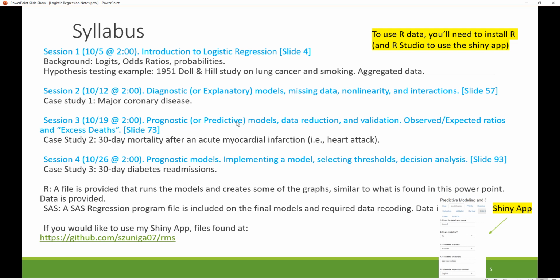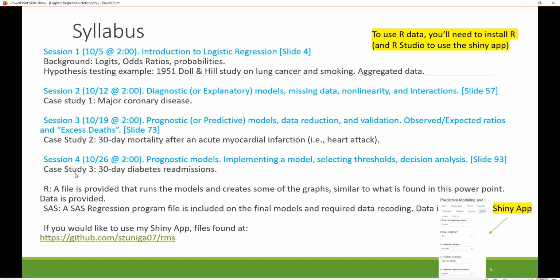We'll focus on data reduction and validation. We'll also look at observed expected ratios and excess death, and that begins on slide 73. In our second case study, we'll look at 30-day mortality after an acute myocardial infarction, in other words, a heart attack. For session 4, we'll do another prognostic model. We'll cover the topics of implementing a model, selecting thresholds, and decision analysis, and that begins on slide 93.